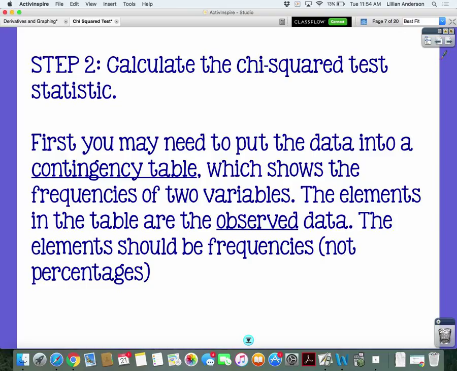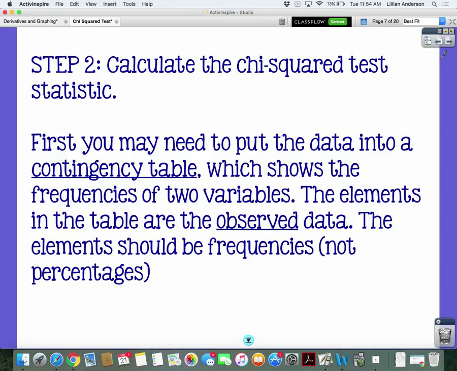Now step 2 is you have to actually calculate the chi-square test statistic. When you go through this test, it is a few steps. I say it's 4 steps, but there's a lot you have to do within each step, and they're not in your reference booklet, so you're going to have to remember every step. The first thing you may need to do is put your data into a contingency table, which shows the frequencies of your two variables. The elements in the table are the observed data, and they should be frequencies, not percentages.